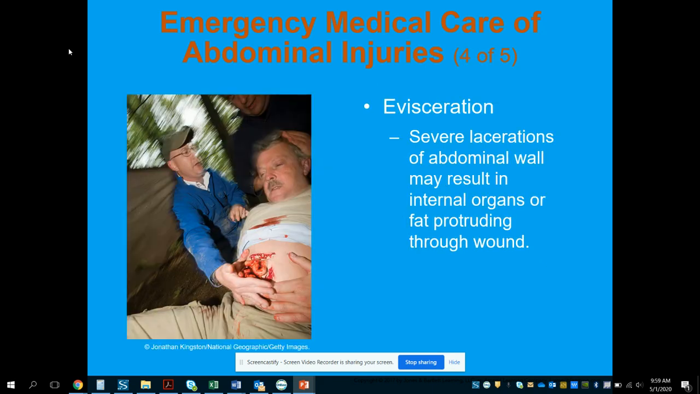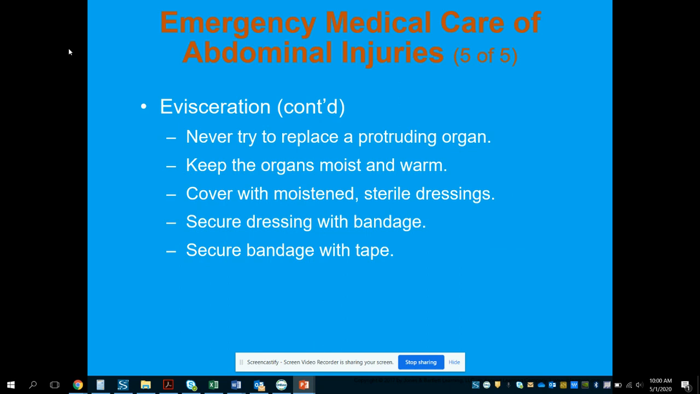If it is an evisceration, all right, so you've got organs protruding out, which is what you see here in this picture, it's going to be very distracting to you. It's very important that you work quickly. Again, do not push any of those organs back in. You might have some fat protruding, like a yellow subcutaneous layer out through the wound as well. We do not want to try to replace the protruding organ. You need to keep it moist and warm.